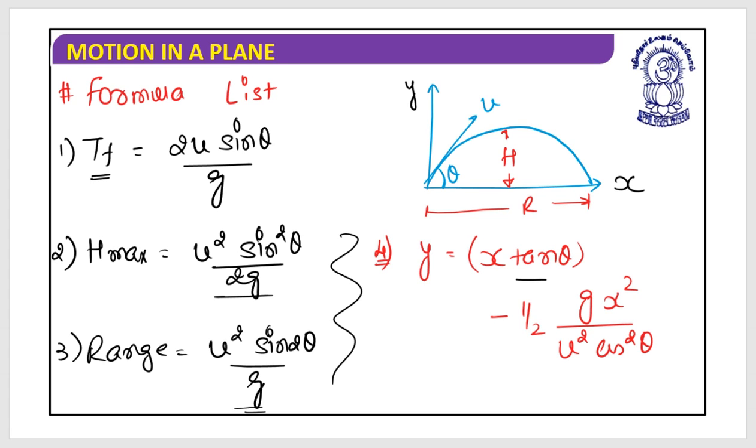So here is the formula list. The situation is that we have a projectile object with speed u, making an angle theta with the horizontal. The time of flight is 2u sin theta by g. H max, the maximum height, is u square sin square theta by 2g. Range is u square sin 2 theta by g. The equation of trajectory is y equals x tan theta minus half g x square divided by u square cos square theta. These are the formulas that we have derived and used.